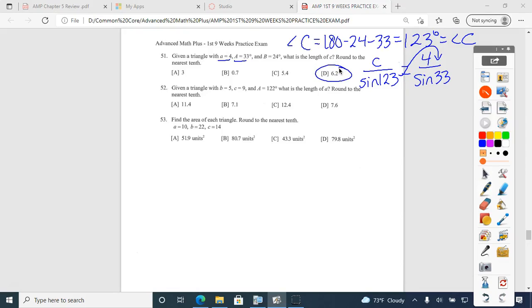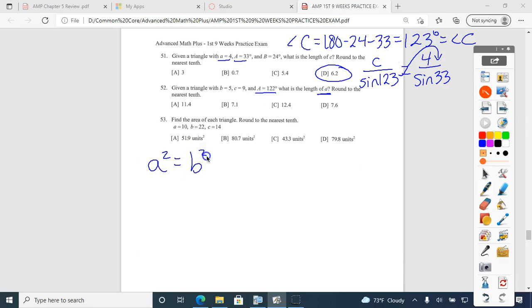Number 52. Given a triangle, b equals 5, c equals 9, and A equals 122, what is the length of a? Round your answer to the nearest tenth. This time, I don't have the lowercase and uppercase of the same letter, so I can't use law of sines. I'm going to have to do law of cosines. And thankfully, they asked what is a, and they gave me A. So here's the one I'm using.